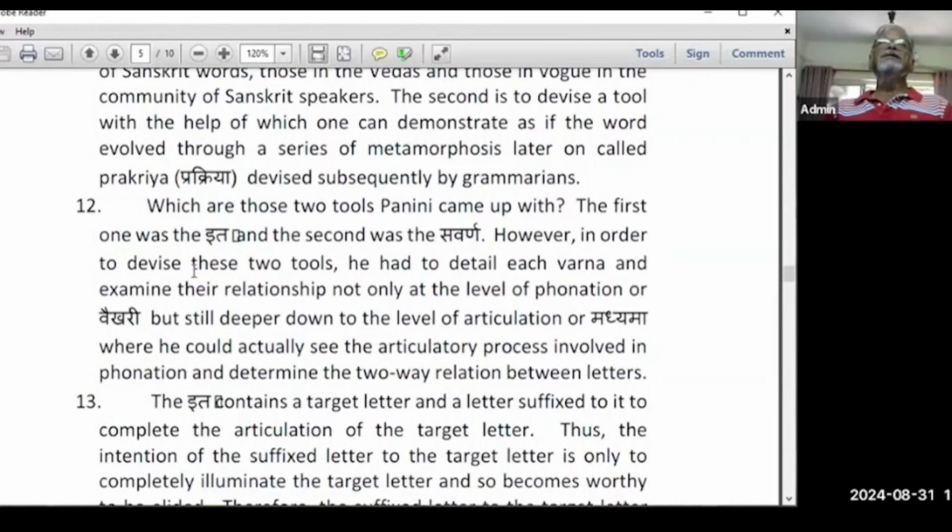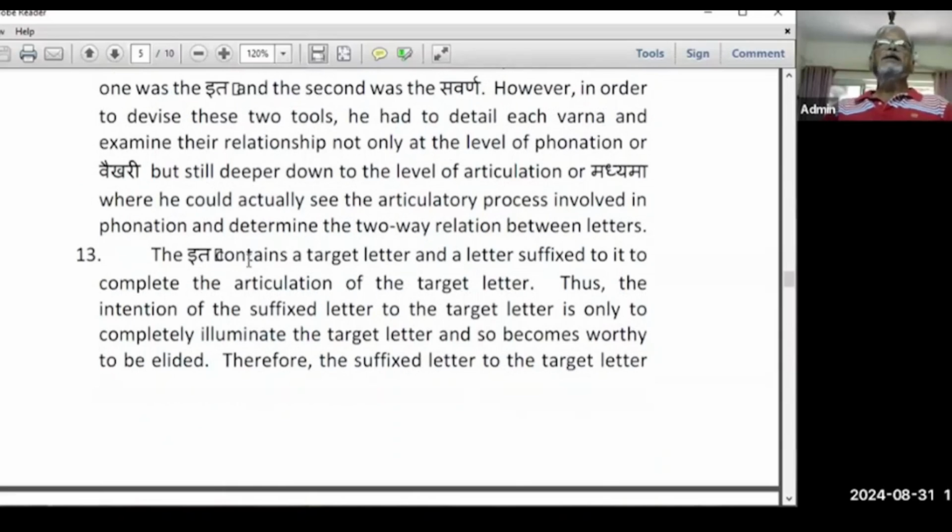However, in order to devise these two tools, he had to detail each varna and examine their relationship, not only at the level of phonation or vaikari, but still deeper down to the level of articulation or madhyama, where he could actually see the articulatory process involved in the phonation and determine the two-way relation between letters. The it contains a target letter and a letter suffixed to it to complete the articulation of the target letter. Thus, the intention of the suffix letter to the target letter is only to completely illuminate the target letter and so become worthy to be elided.